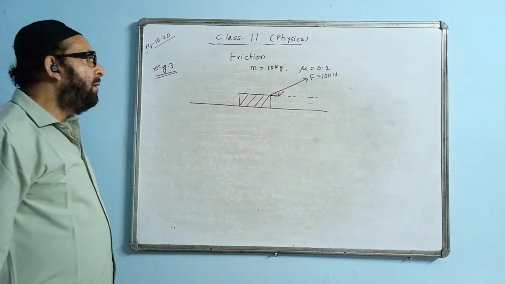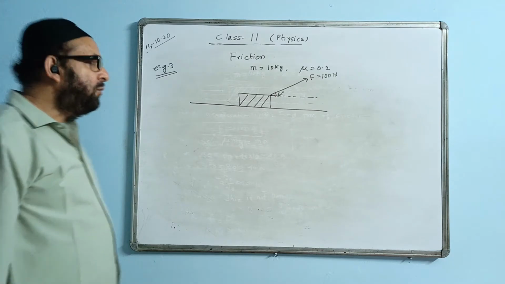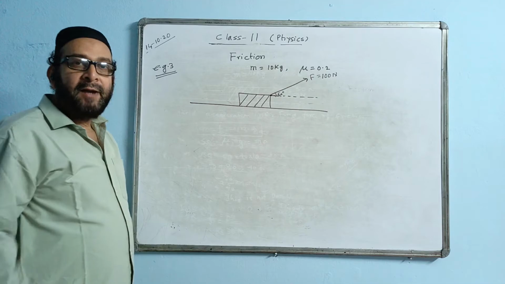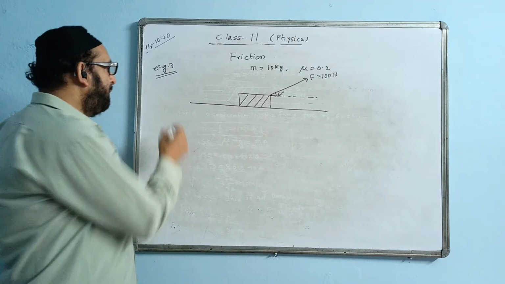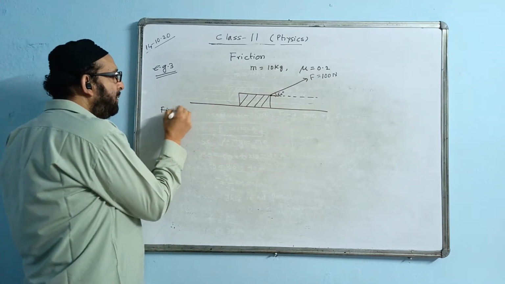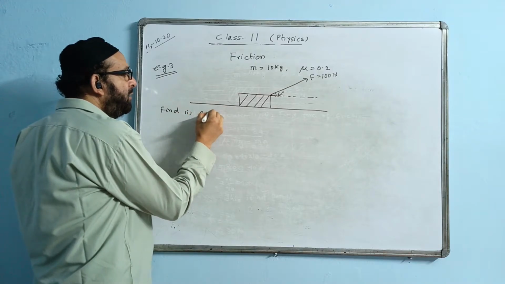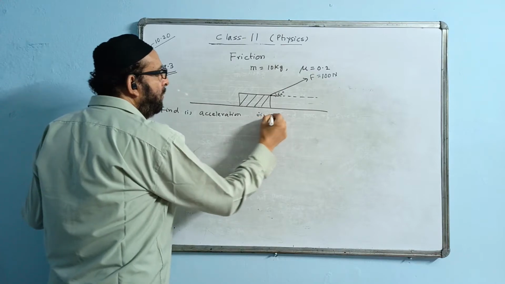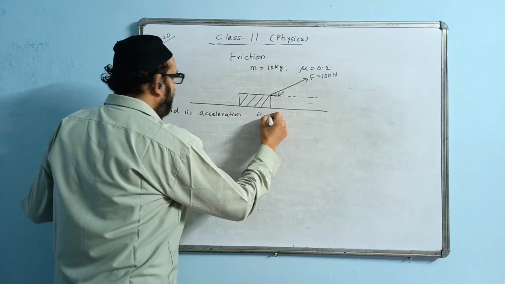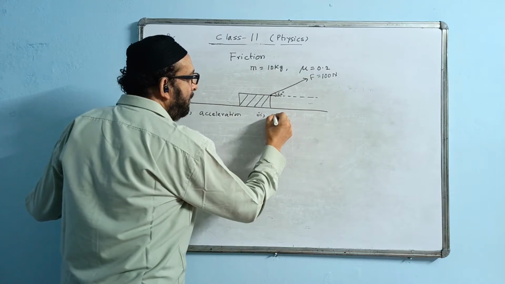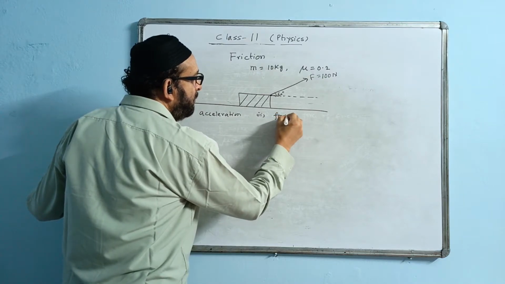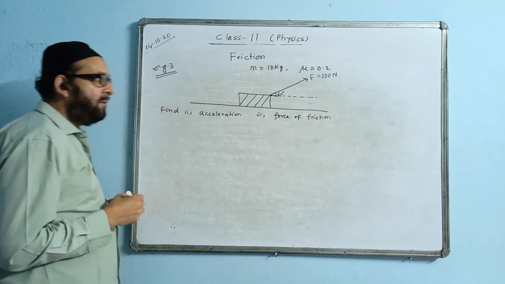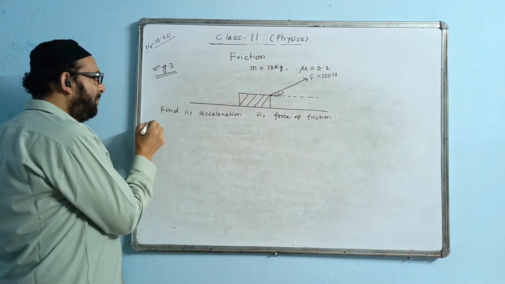Okay. Now the question is again asking you to find two things. Find acceleration and the force of friction. Two things you have to find. Like the previous one, find number 1, acceleration, and number 2, force of friction. These two things we have to find. So let us do it now one by one.